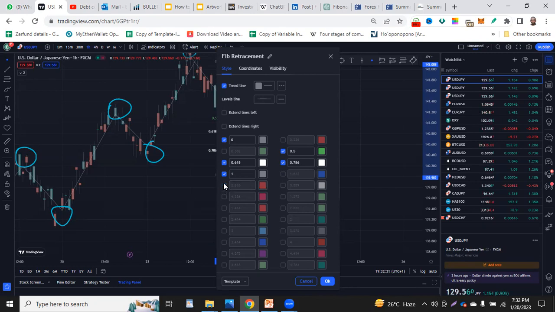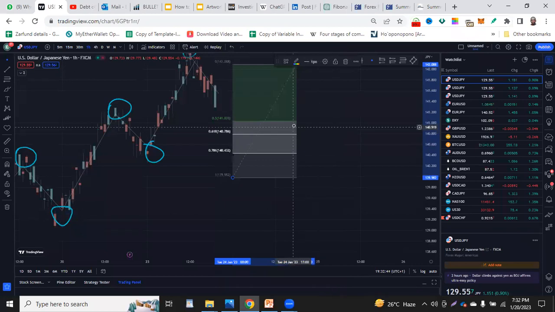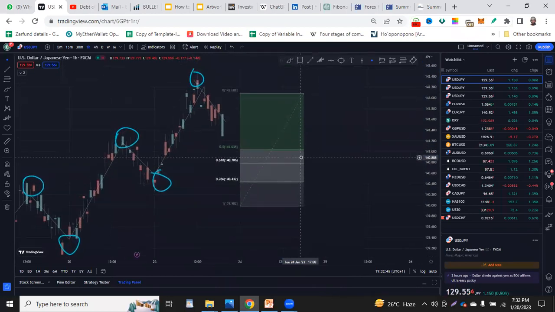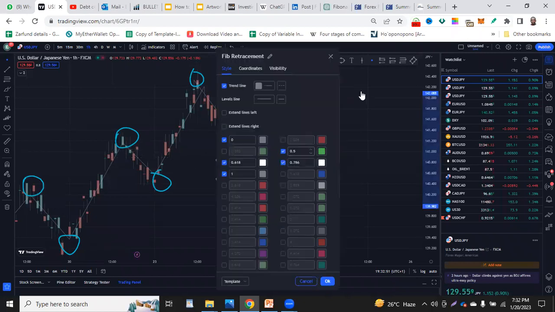When we remove that, what do we have? We have 0, 0.5, 0.618, 0.786, then 1.0. We click OK. When we click OK, this is what we are going to arrive at. Now, your colors may not look like this. Also, you can change colors too. You can adjust the colors.